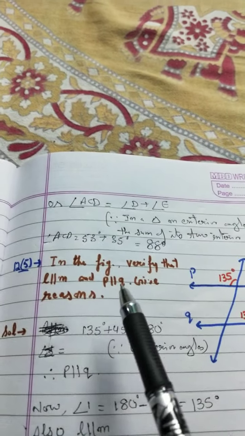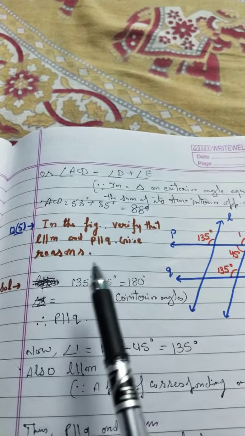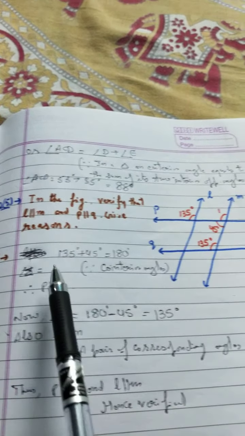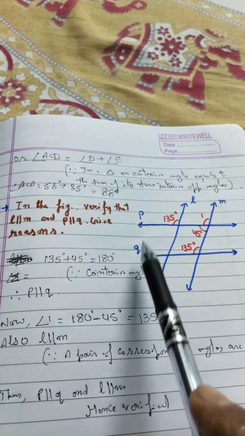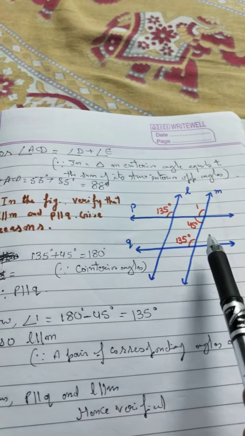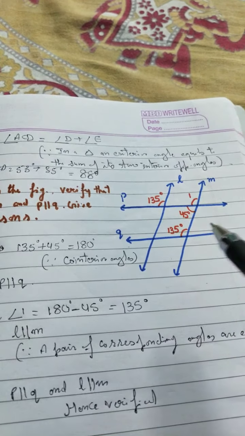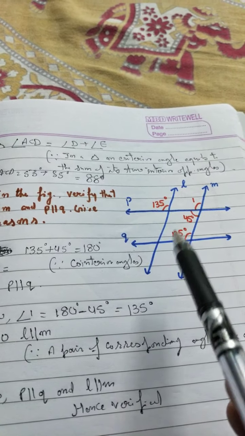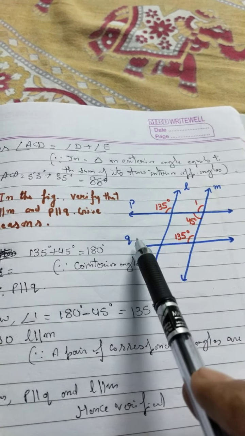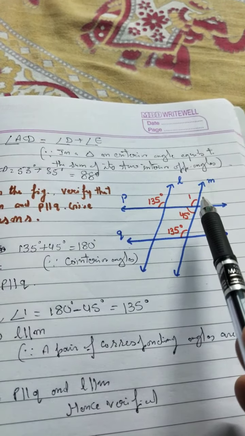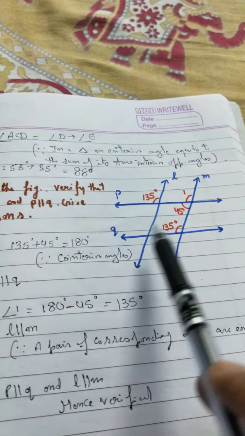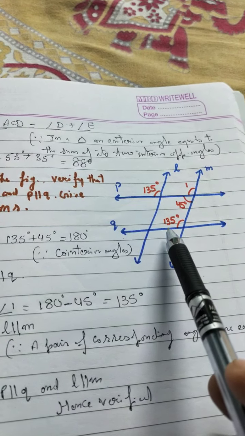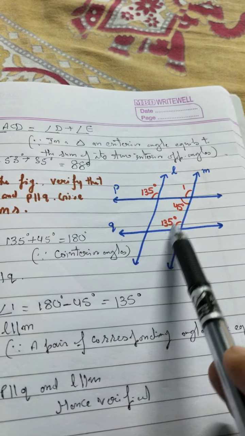Now next, fifth: in the figure, verify that L is parallel to M and P is parallel to Q. From this figure you have to show that L is parallel to M and P is parallel to Q. L parallel to M is difficult, so first we can find P parallel to Q. Why? Because the sum of 135 plus 45 is equal to 180.